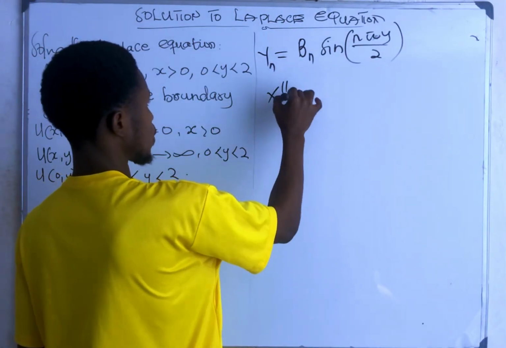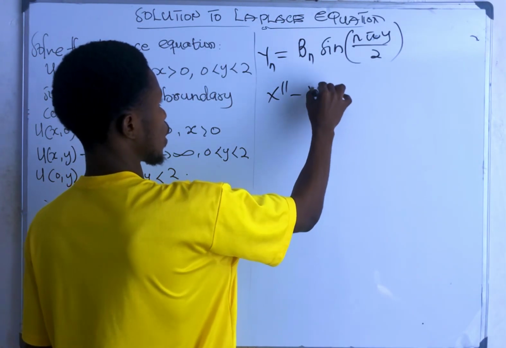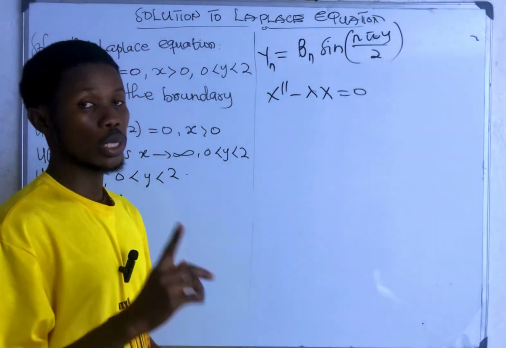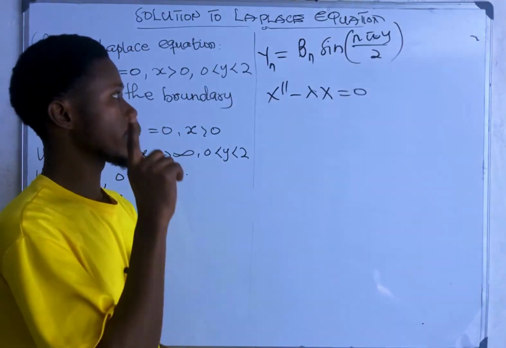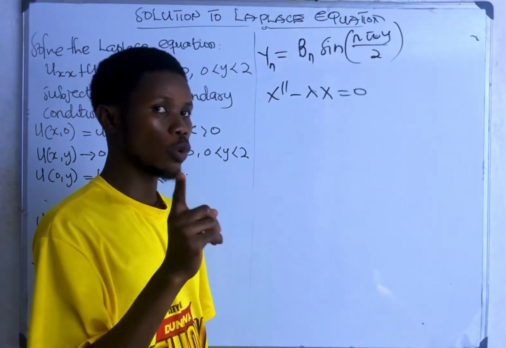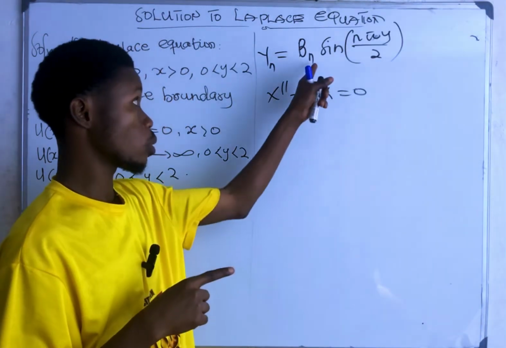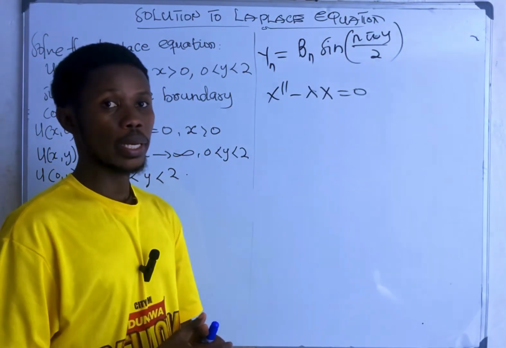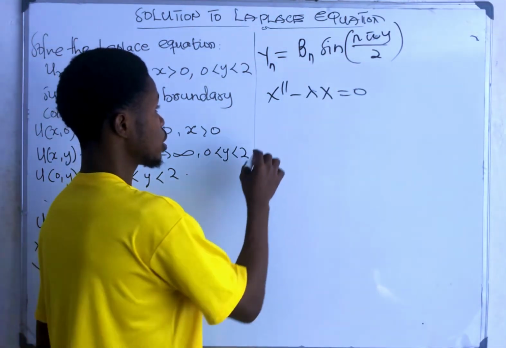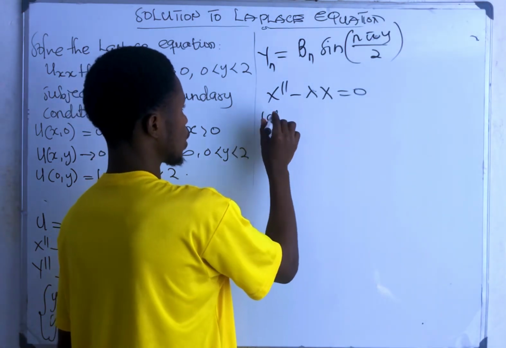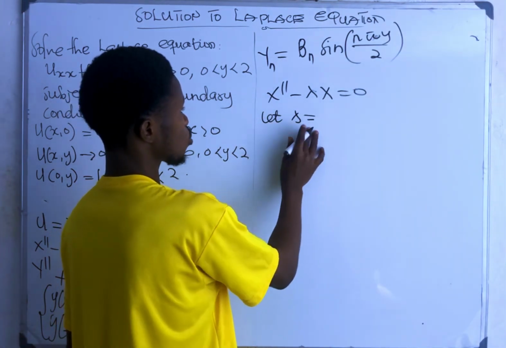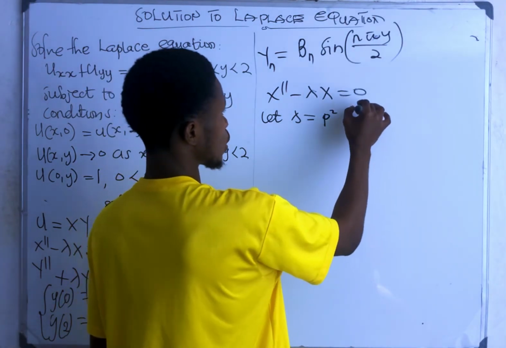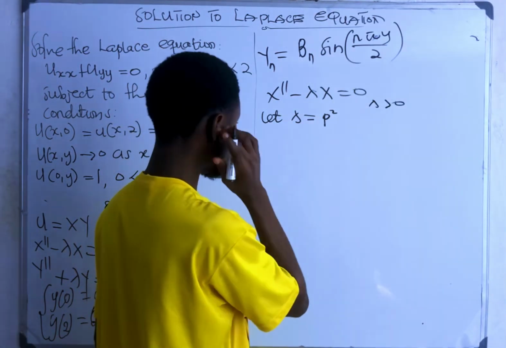So this is my x prime prime minus lambda x equals 0. Remember, when it comes to this, we only consider one of the cases. The case that you're going to consider is the one that gave us a solution for y. And which case is that? That was case number 3, when lambda is greater than 0. So here we let lambda be equal to p squared, is that okay? That's when lambda is greater than 0.